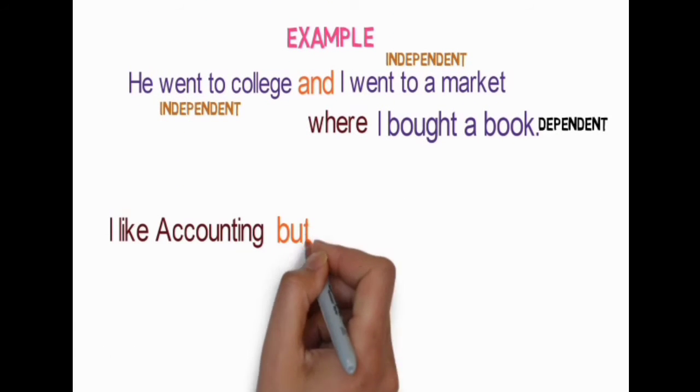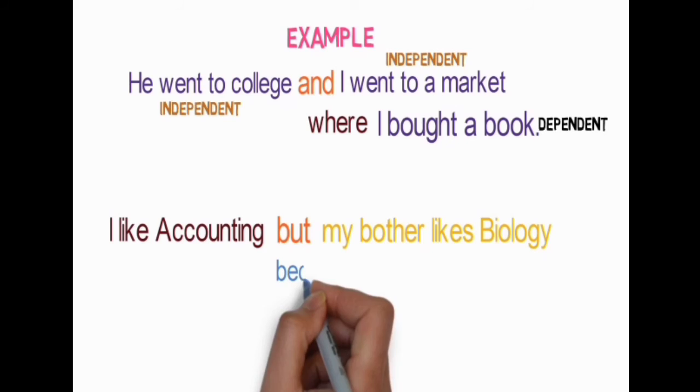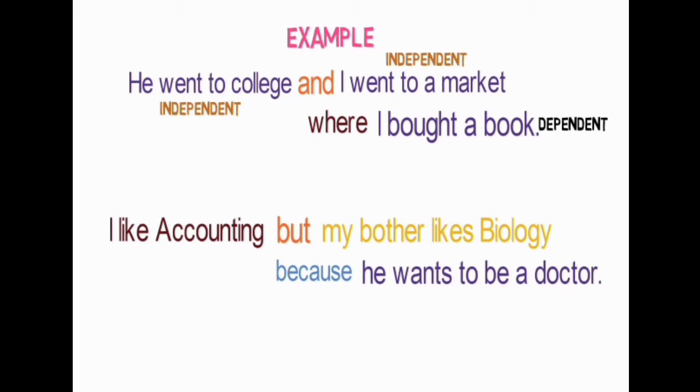I like accounting, but my brother likes biology because he wants to be a doctor. This sentence consists of two independent clauses and one dependent clause. This is all about complex compound sentences. That's all about sentences and their types based on structure in this video.